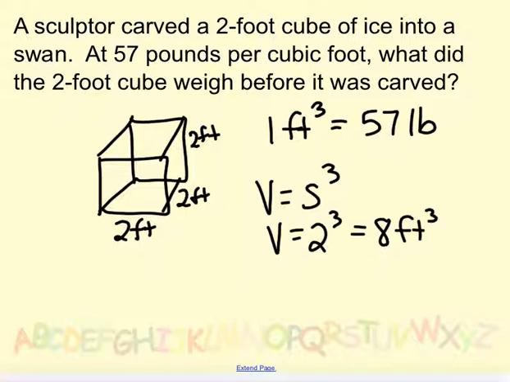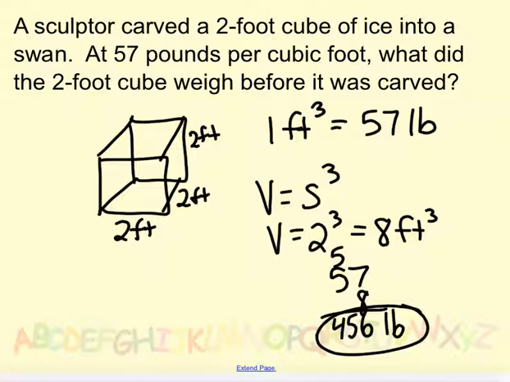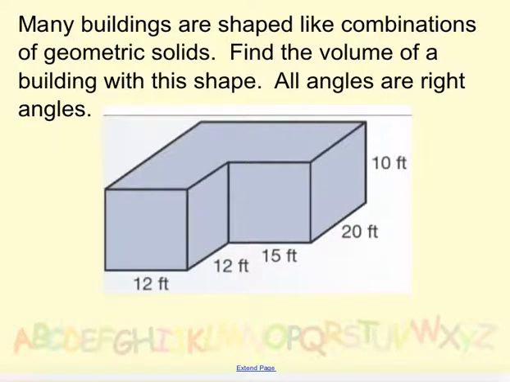So if 1 cubic foot is 57 pounds, how much is 8? Well, I need to do 57 times 8. 7 times 8 is 56, 45. So this cube is going to weigh 456 pounds. Okay, so a little bit of converting measures there. And let's see, I think this might be our last one.